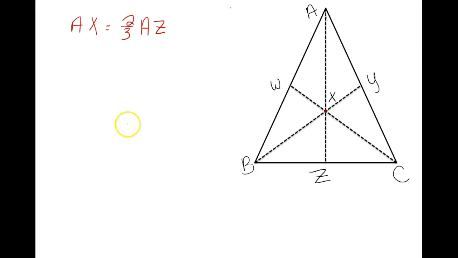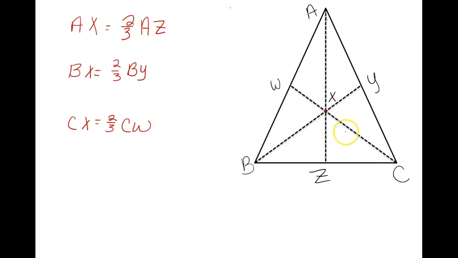Same thing with from this vertex, B, from B to X. B to X is 2/3 of that entire segment. So you would say from B to X, it is 2/3 of that entire segment, BY. And then last, you would say from C to X. So from C to X is 2/3 of that entire segment.